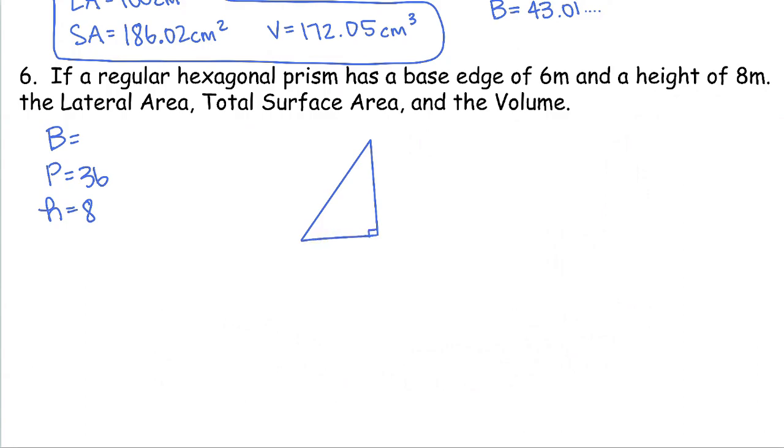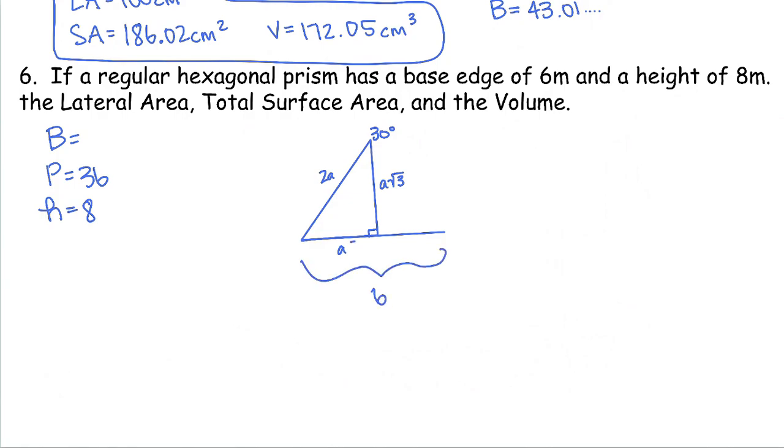So I'm going to start here with my triangle. I know that in my hexagon this is 30 degrees up here at the top. So this is my A and A square root 3 and 2A. And it tells me I have a base edge of 6. So remember that that 6 is all the way across.